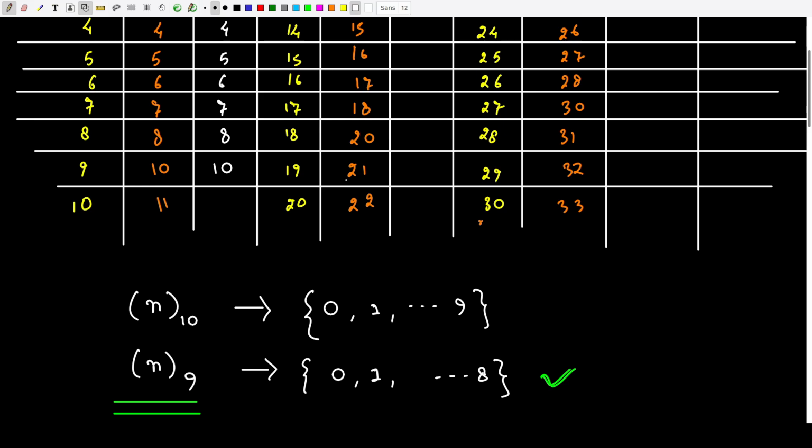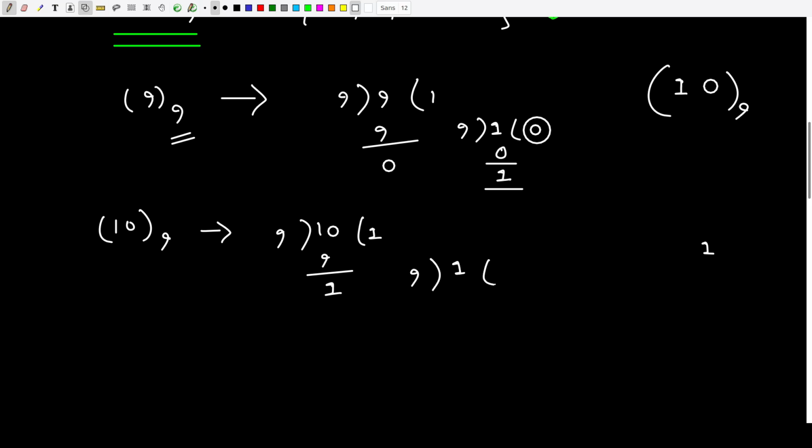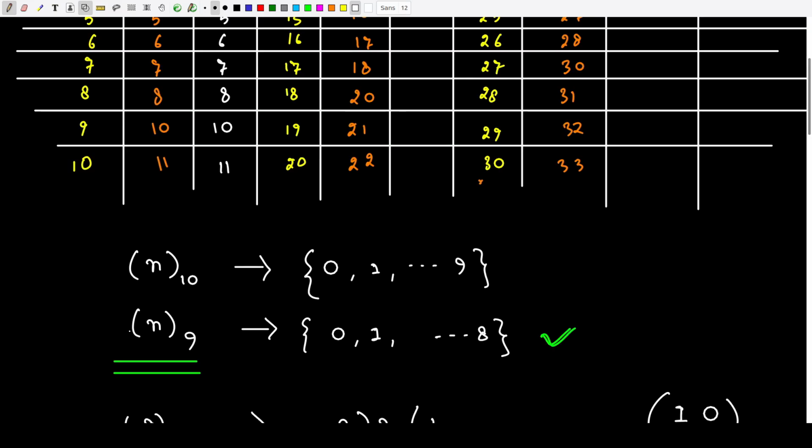Similarly, let us represent 10 in base 9. So 10 divided by 9 goes 1 time, remainder is 1, so 1 is our LSB. Then again this 1, which is our quotient, has to be divided by 9, so 0 times it goes, and this will be 0, and then the remainder is 1. So the remainder will come over here, and since the quotient becomes 0, we stop this operation. So 10 becomes equal to 11 in base 9.